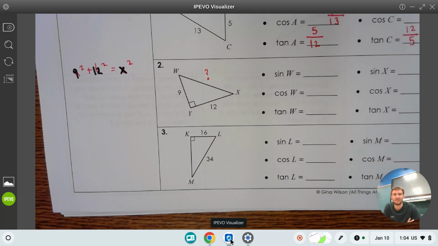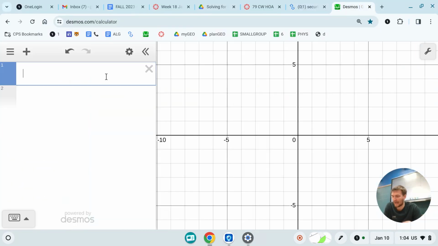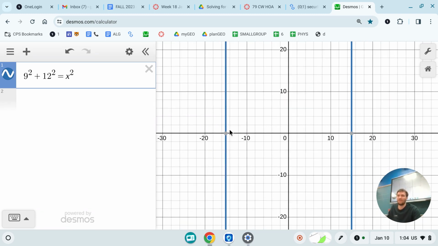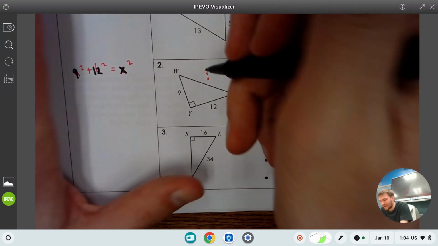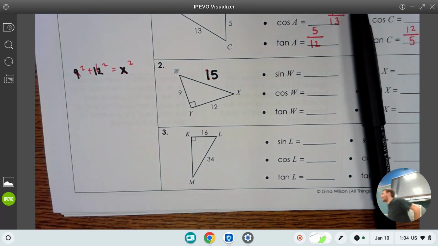We go to Desmos. We type this in. We'll get the answer. Going to Desmos. We got 9 squared plus 12 squared equals x squared. Zoom out. Use the positive number, and I got 15. Excellent. Let's go with 15. Okay? A little bit of Pythagorean theorem to begin the question.